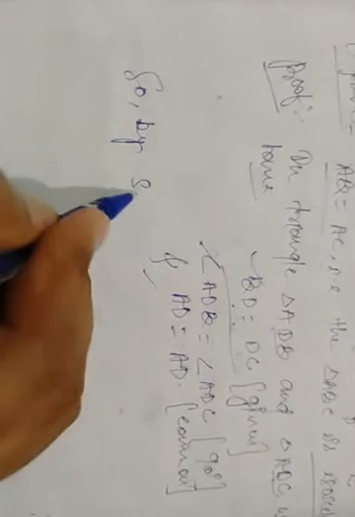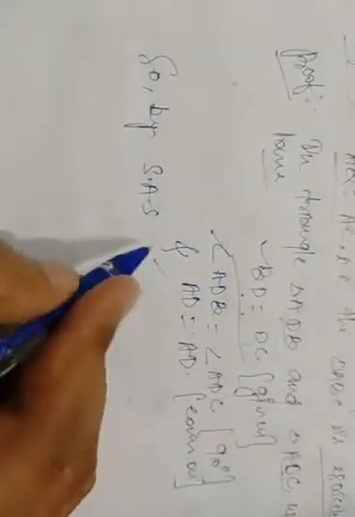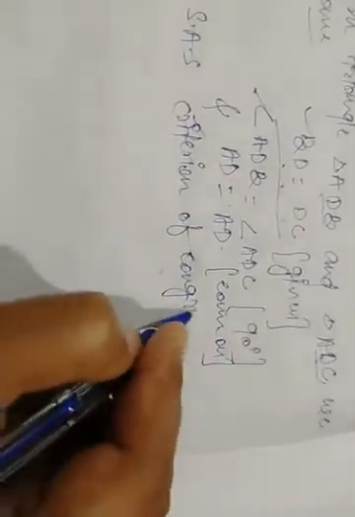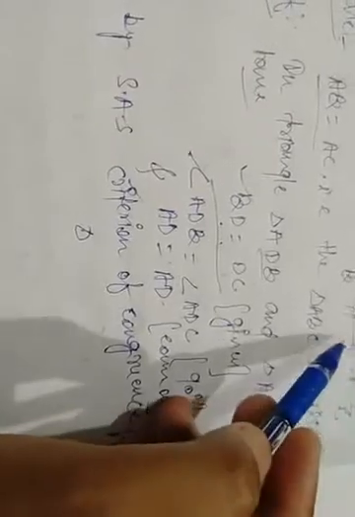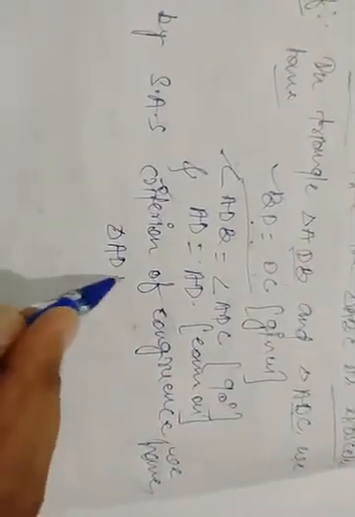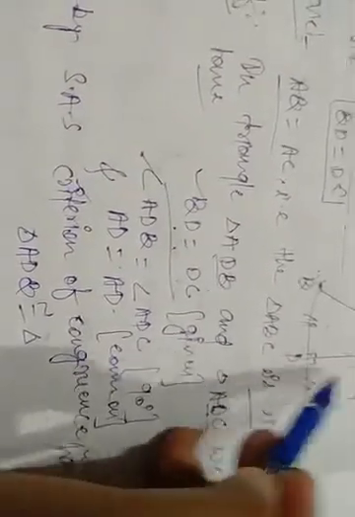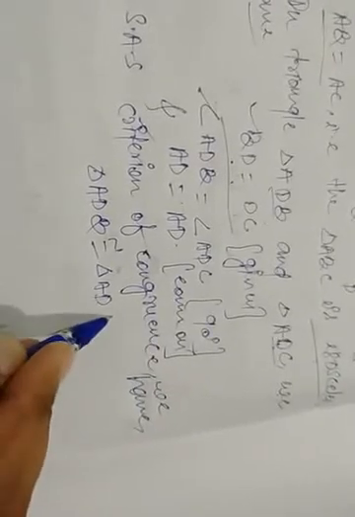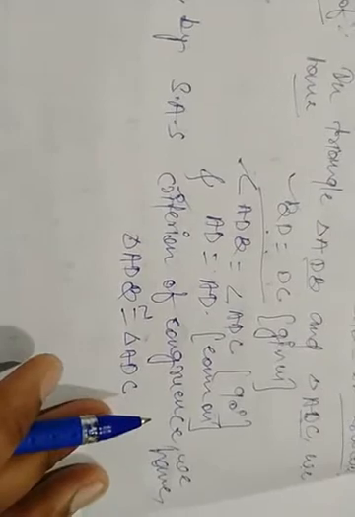So by what? Side angle side, SAS. So by SAS, side angle side criterion of congruence, we have triangle ADB congruent to triangle ADC.